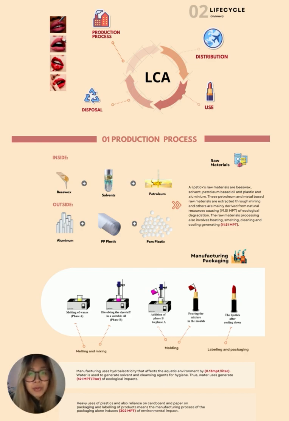Manufacturing and packaging include three steps. The first one is the mining and mixing, and then the molding, and the last one is the packaging. It uses hydroelectricity that affects the environment by 0.13 mpt per liter. Water used is generally 141 mpt per liter. The use of plastics also relies on cardboard and paper in the packaging. That means the manufacturing process and the packaging alone include 302 mpt of environmental impact.